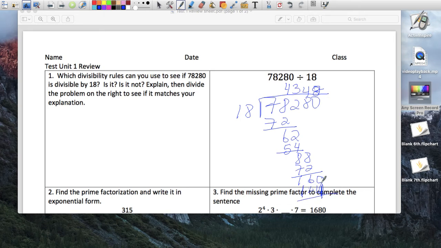Good, and I have 16 left over. So it's going to be 4,348 with a remainder of 16. But we already knew there was going to be a remainder. So my answer here, knowing that it wasn't divisible by 18, tells me that when I divided this, I should have expected a remainder.